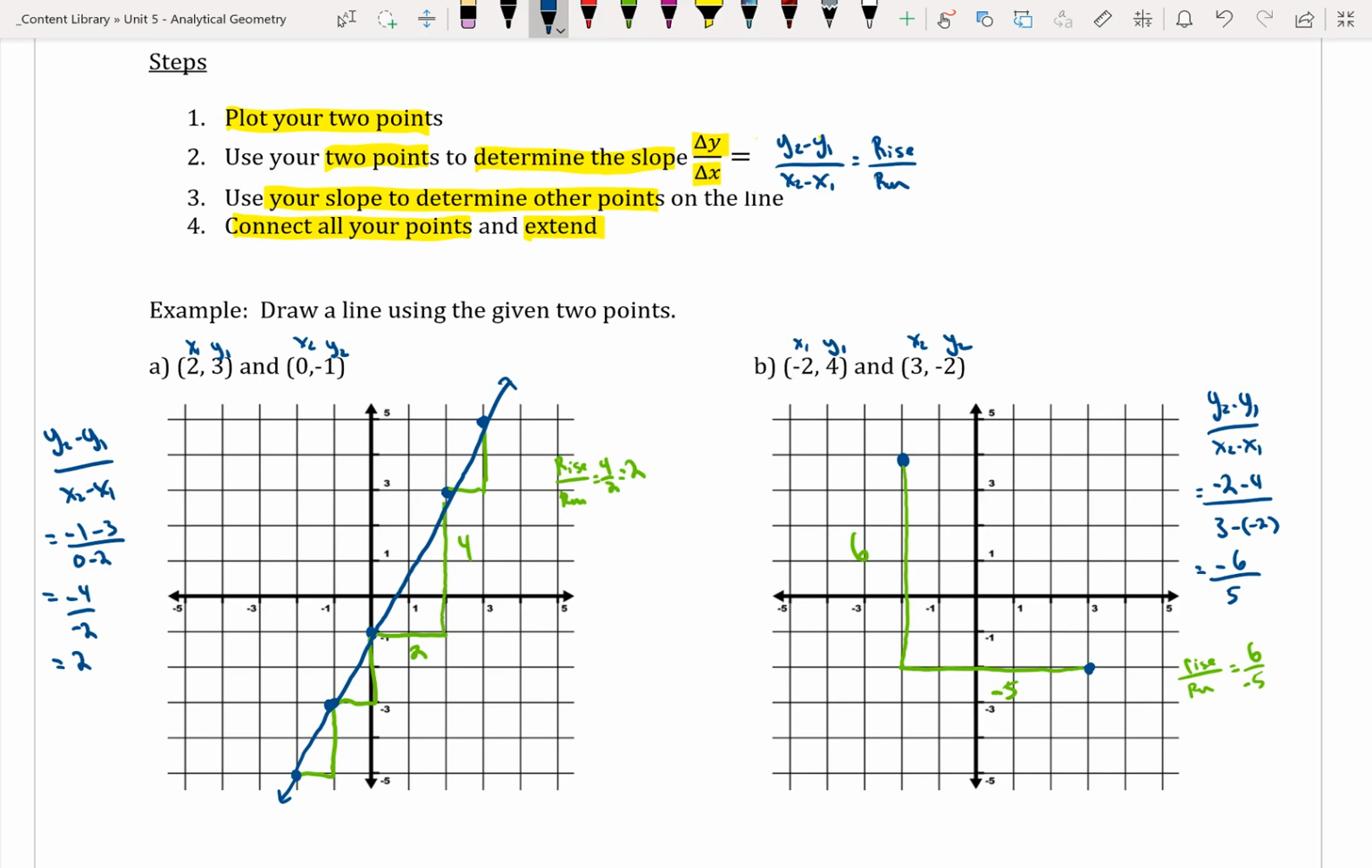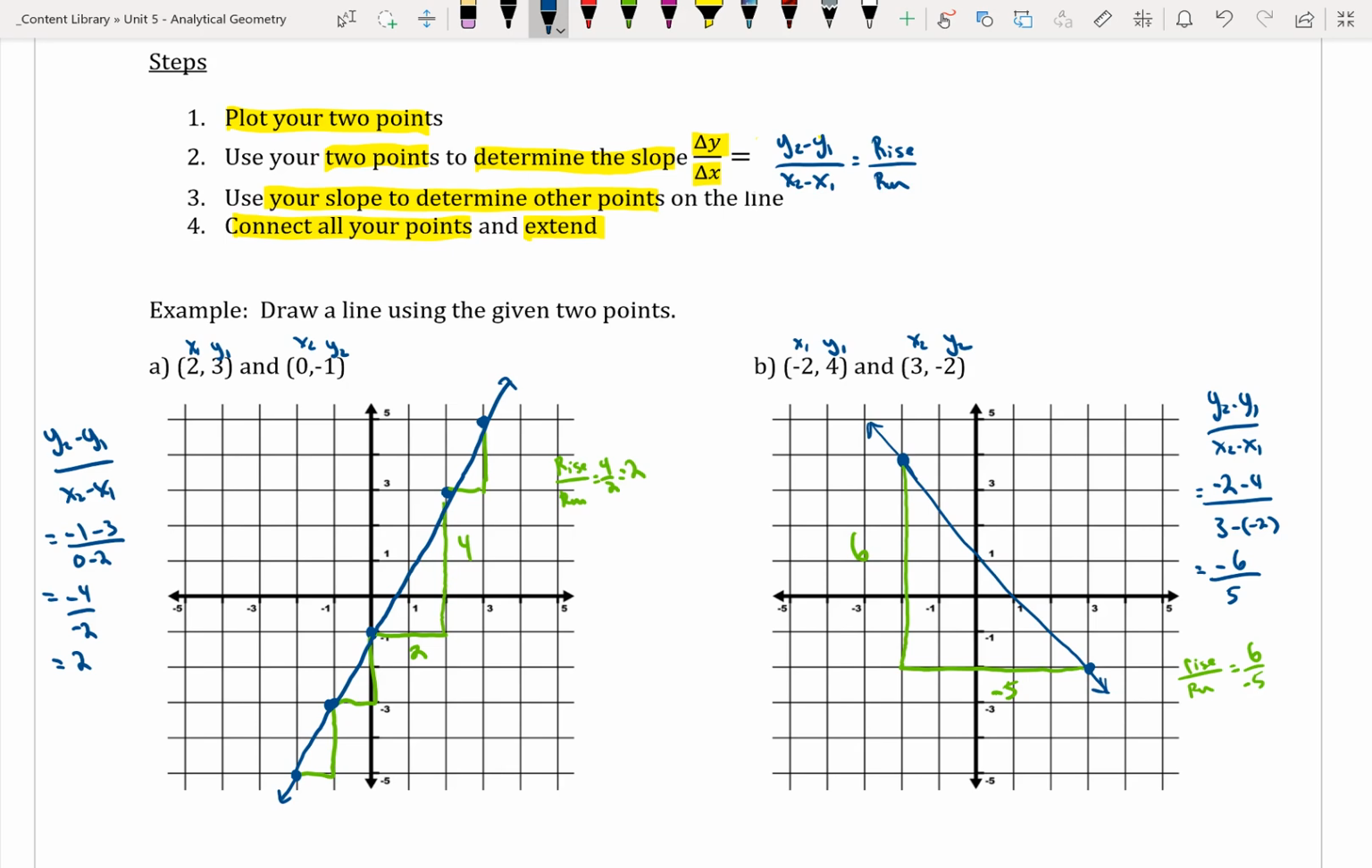Now, we can use our slope to plot other points. However, based on our grid, our scales, we can't graph any other points. So what we're going to do is just connect these 2 points with a straight line and draw arrows on the end to show it continues on forever.